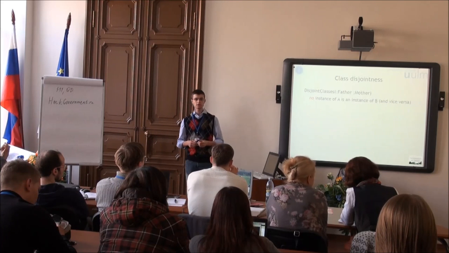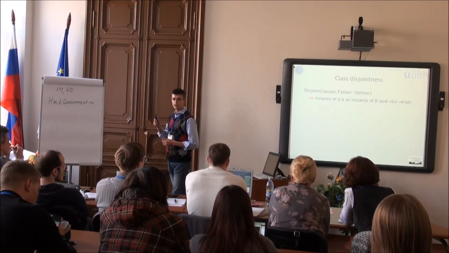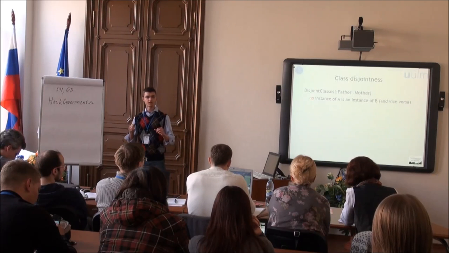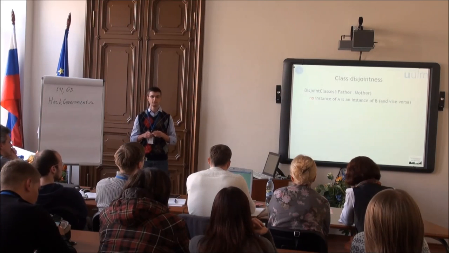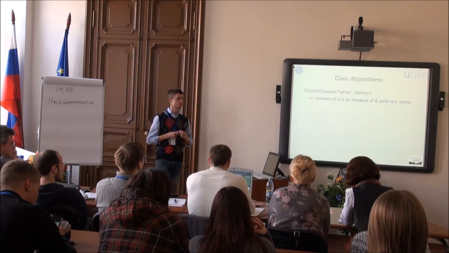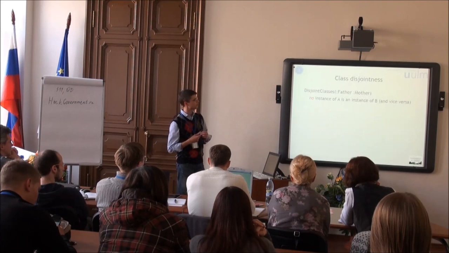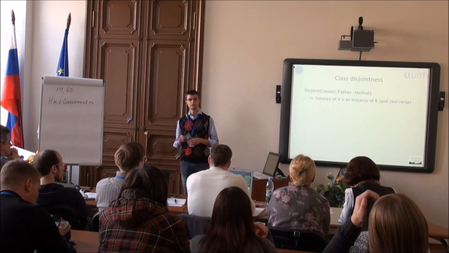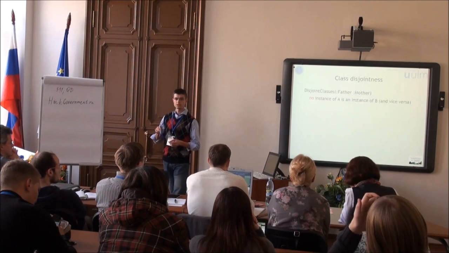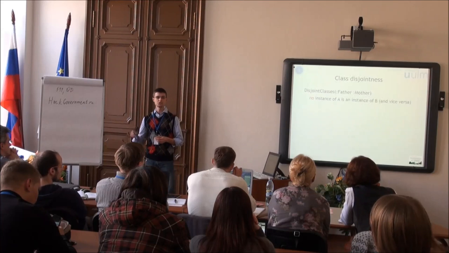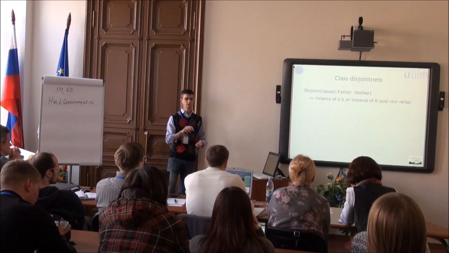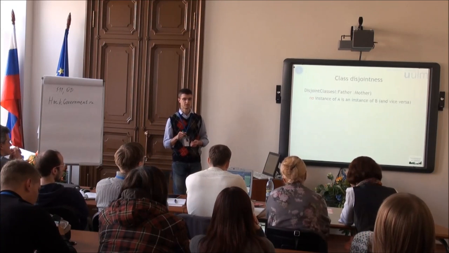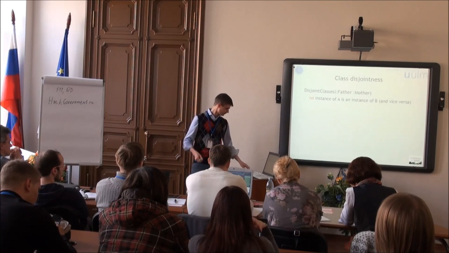The last thing is disjointness. You can specify that two classes can share no individual. No instance of one class is an instance of another class. For example, if someone is a father, he's not a mother. If someone is a mother, she's not a father. There's never an individual who's both, according to our knowledge.